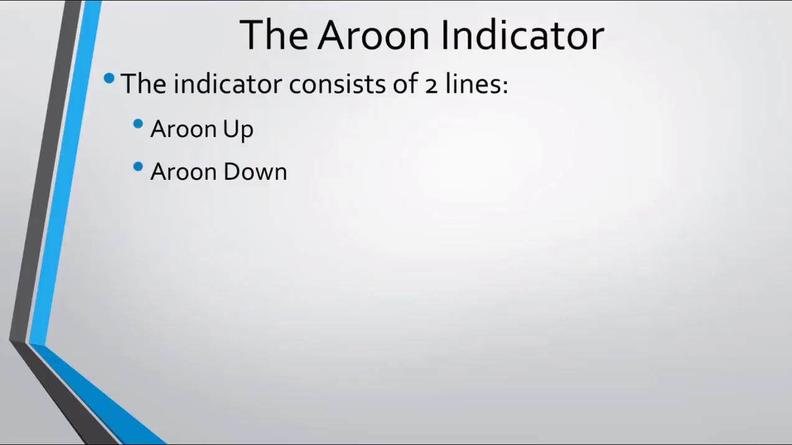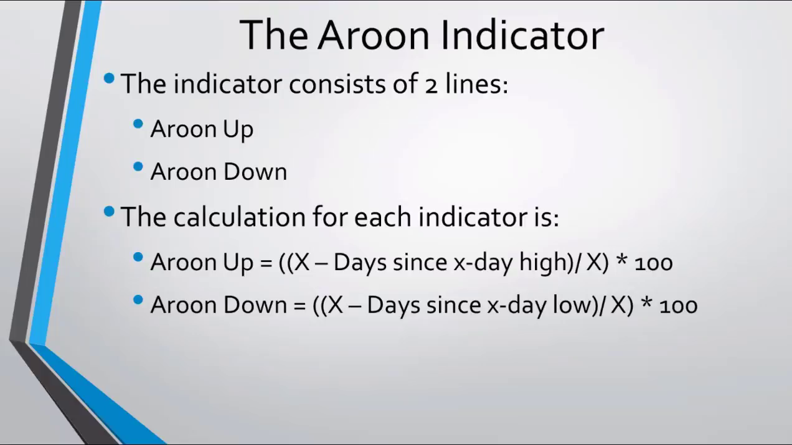So, the Aroon Indicator. The indicator consists of two lines, Aroon up and Aroon down. The calculation for each indicator is: Aroon up is X minus days since an X-day high, divided by X, times 100, where X is the input length. So if you're looking at a daily chart and it was set to 14, which most charting platforms default to, it would be 14 minus days since a 14-day high, divided by 14, times 100, and the Aroon down would be the same except for days since the X-day low.